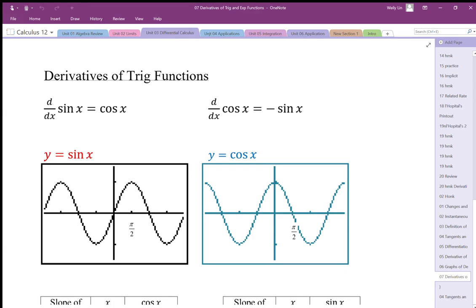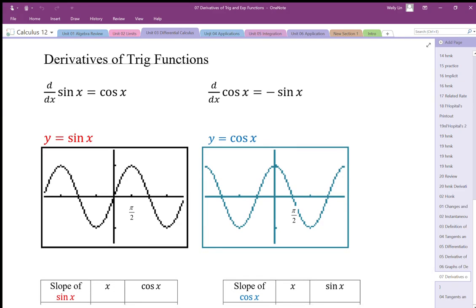So here we're going to establish the derivatives of trig functions. We're not going to prove them or anything, but we're going to just establish them, and hopefully we can be convinced that these are in fact the derivatives. So I'm just going to state what they are first, and then we're going to justify them. We're not going to prove them, we're just going to justify them.